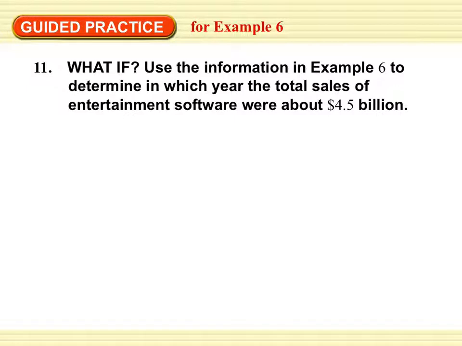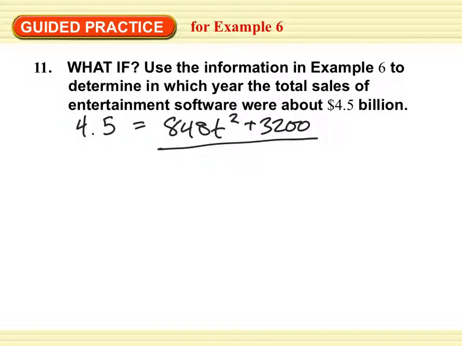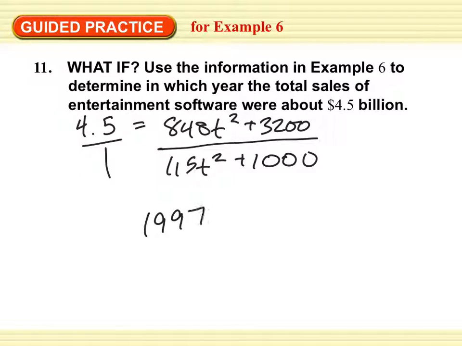What if? Use the information from example 6 to determine which year the total sales was 4.5 billion. We would do the same thing. I'm not going to go through the work because I know you guys know how to do this. We'd set up the same equation, except you got to get the equation right. There we go. So set that same equation up, cross multiply, and the answer would be 2 years, so 1997.